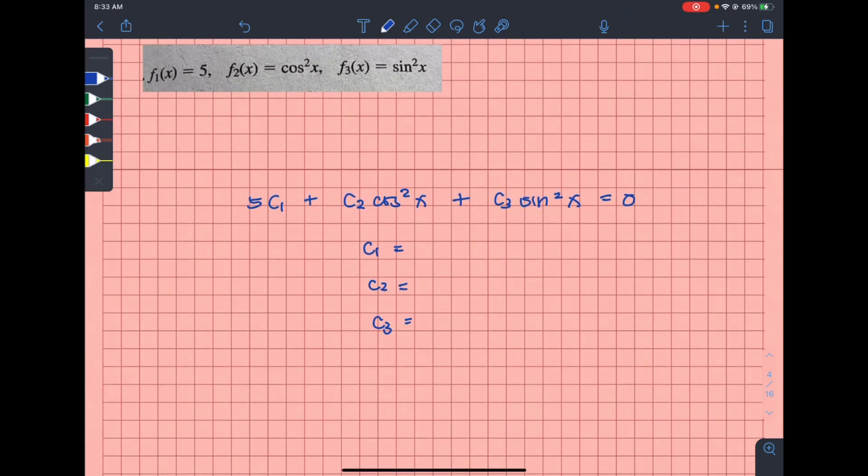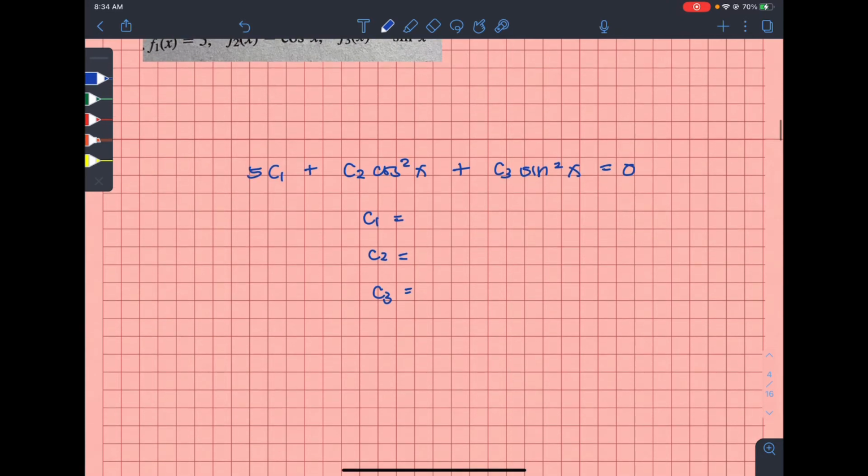So we have 3 solutions. One is 5, the other is cosine squared x, and the other is sine squared x. So we're assuming that these are solutions of a third order differential equation, and whether they are linearly independent with each other. But let's try to verify. So using the superposition principle, multiplying 5 with an arbitrary constant C1, and then taking the sum of all the solutions, plus C2 cosine squared x plus C3 sine squared x equals 0.